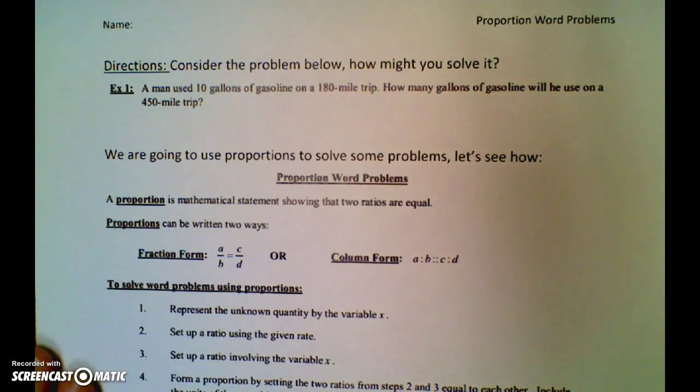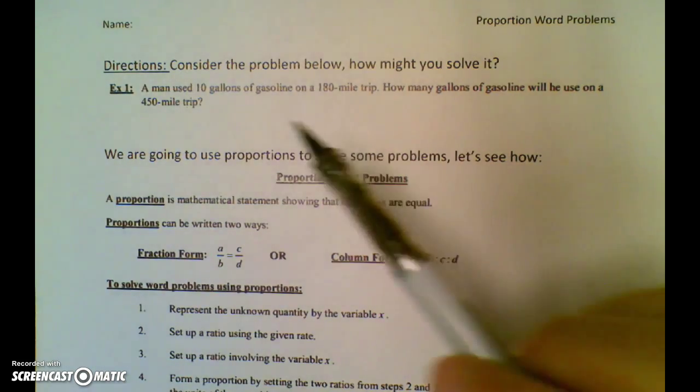Today we're going to work on using the skill of solving problems with proportions and apply it to word problems. So we're going to see some situations where we can use proportions to help us solve. And it's a good skill to have because you can use it on standardized tests like the ACT or the SAT. So let's look at this example.